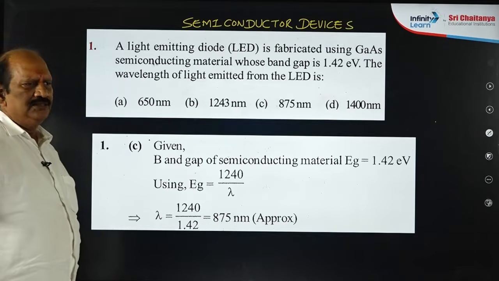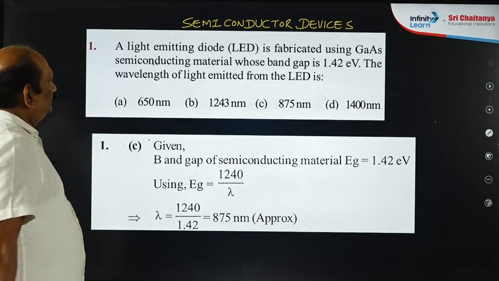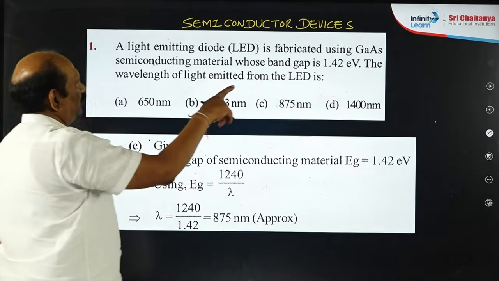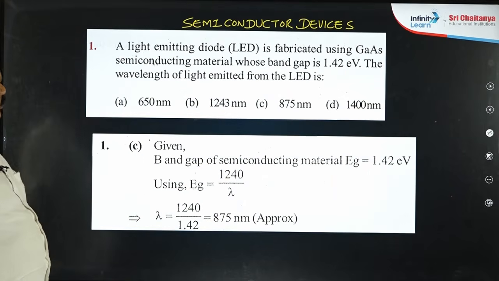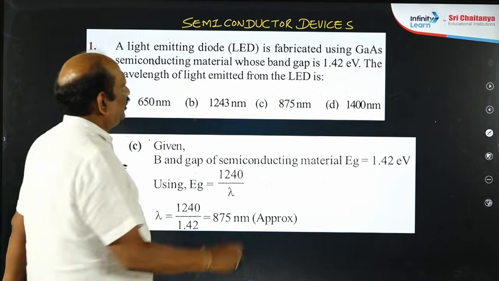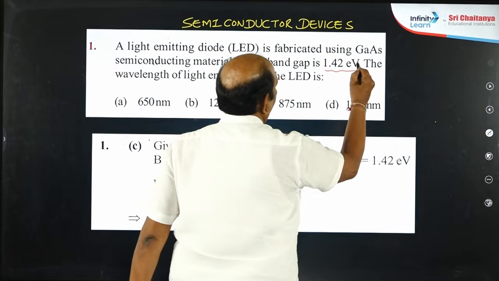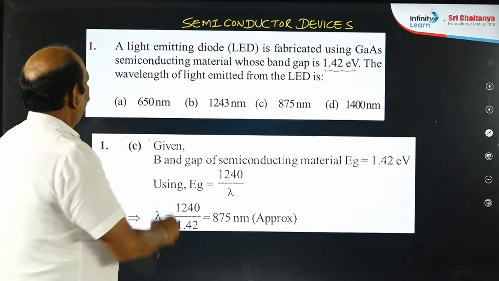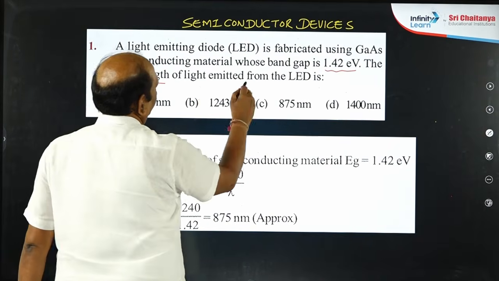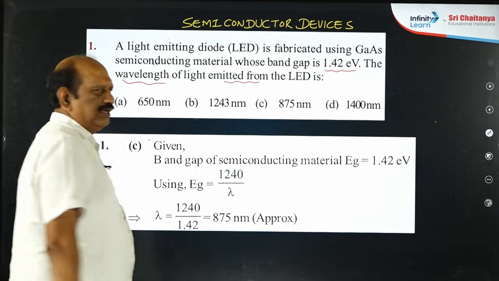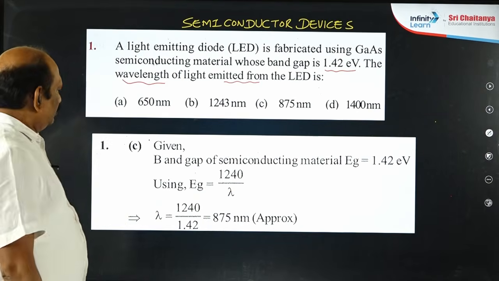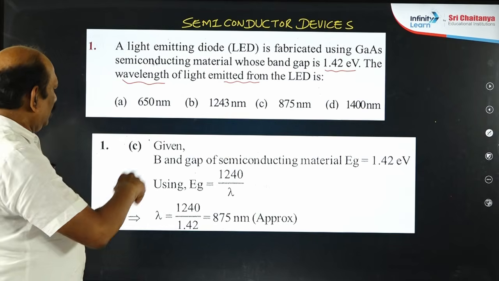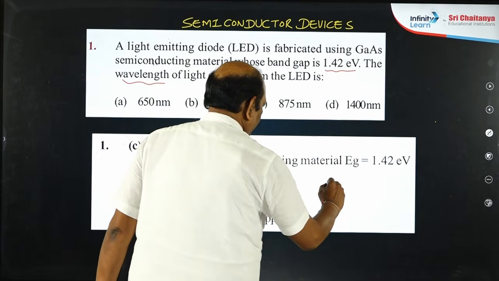Semiconductor devices, important model again. A light emitting diode using gallium arsenide material with band gap 1.42 electron volts. The wavelength of the light emitted from this LED, light emitting diode, is? So, energy is given here. If energy is in electron volts, we have two different formulae.